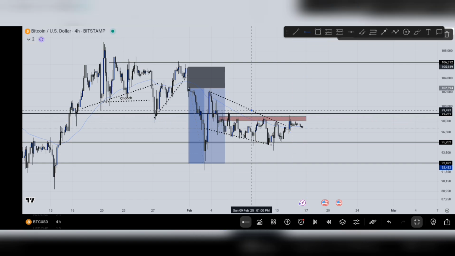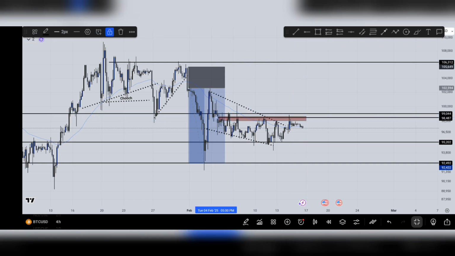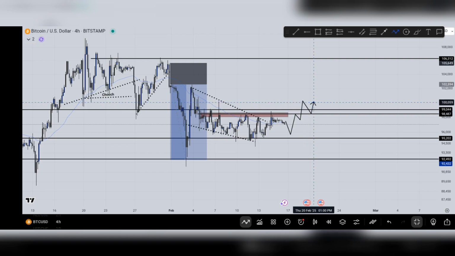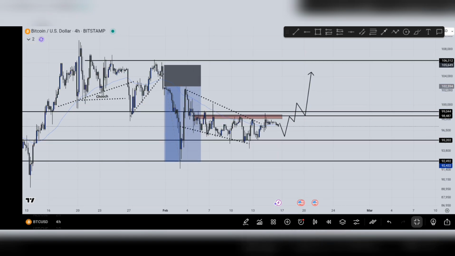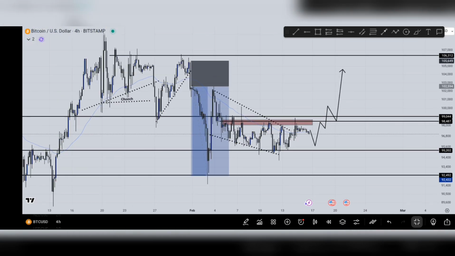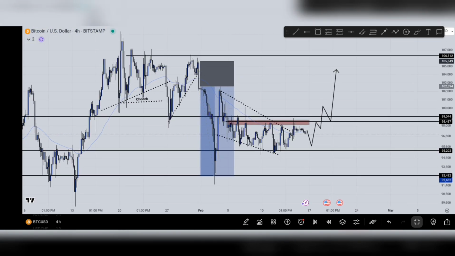So I'm expecting this to give us BTC to drop down a little, then give us a head and shoulder pattern, then break to retest and then shoot back up. So overall, that's what I'll be looking at on BTC USD. So let's see how it plays.